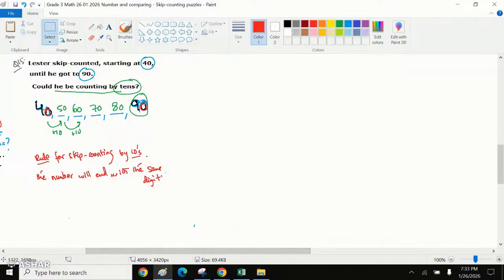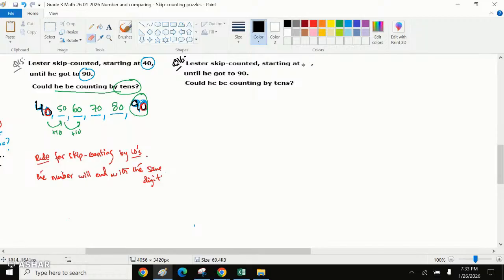I'll just create one more question and I'll show you why I said that. I'm just changing the question a little. Okay. Could he be counting by tens? To prove this statement, I wrote the rule. Let's suppose this is question number 16. I say started counting at a different number. He started counting at 46 until he got to 96.